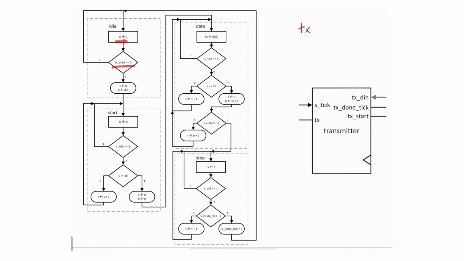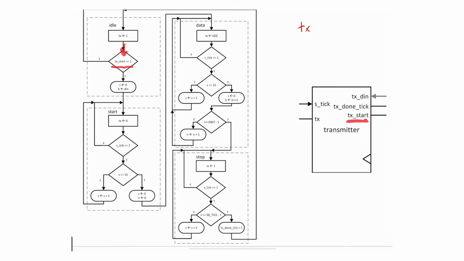Then you should ask yourself, is TX start equal to 1? Remember, TX start equal to 1 tells me that I have valid data in here that I'm trying to send. If it's not 1, you just stay in idle. If it is 1, then you go in and you say, okay, I'm going to set S, and again, S is the number of S ticks, the number of how many ticks I received. I'm just going to put a 0 in it.